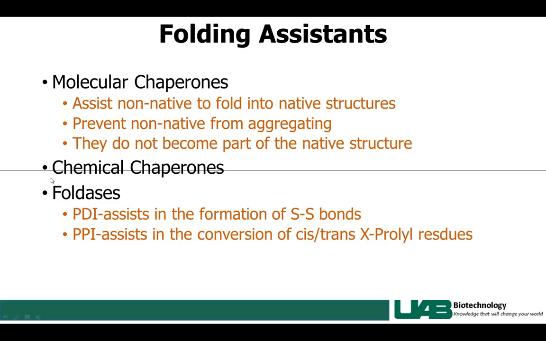We do know that in the healthcare industry we have chemical chaperones. These are chemicals that can be used to assist protein folding. And then folding enzymes, we call these foldases. And there are isomerases that will help in the formation of disulfide bonds. And there are isomerases that will help in the formation of cis or trans proline residues, depending on the need.